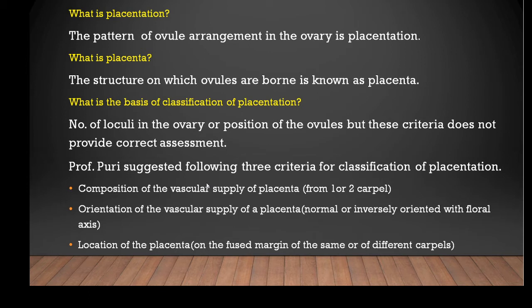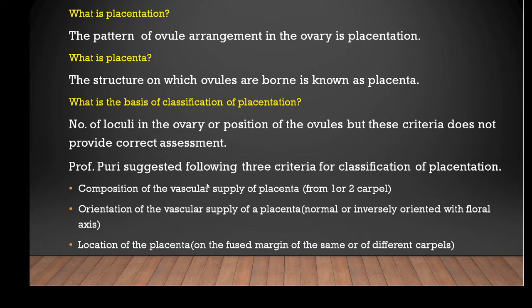The various types of placentations are generally defined. So, what is the basis of classification of placentation? The number of loculi in the ovary or position of the ovules. But these criteria do not provide a correct assessment, because placentation is a useful character in taxonomy and the classification should be based on more reliable criteria.